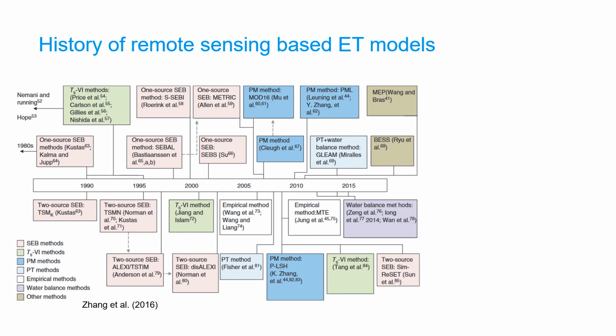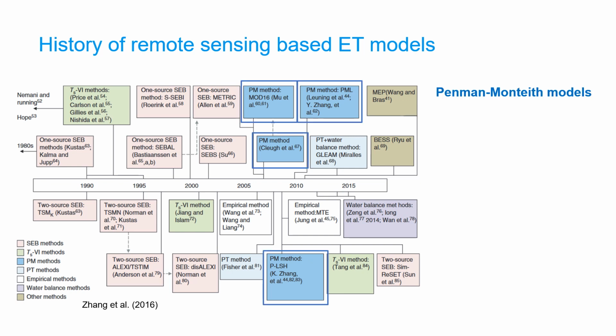Remote sensing data has been utilized to estimate evapotranspiration since the 1980s. The main approach was applying surface energy balance methods or relationship between land surface temperature and vegetation index. Since 2007, models that solve Penman-Monteith equation using remote sensing data have been developed.